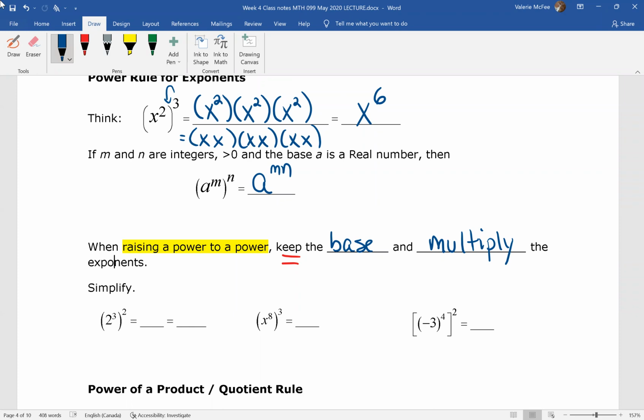So in the first one, keep the base, multiply the exponents. By now, you should be memorizing 2 to the power of 6. The next one, what do you think? Keep the base, multiply the exponents. Pause your video, try this last one. Yeah, you should keep that base in brackets to the power of 8.